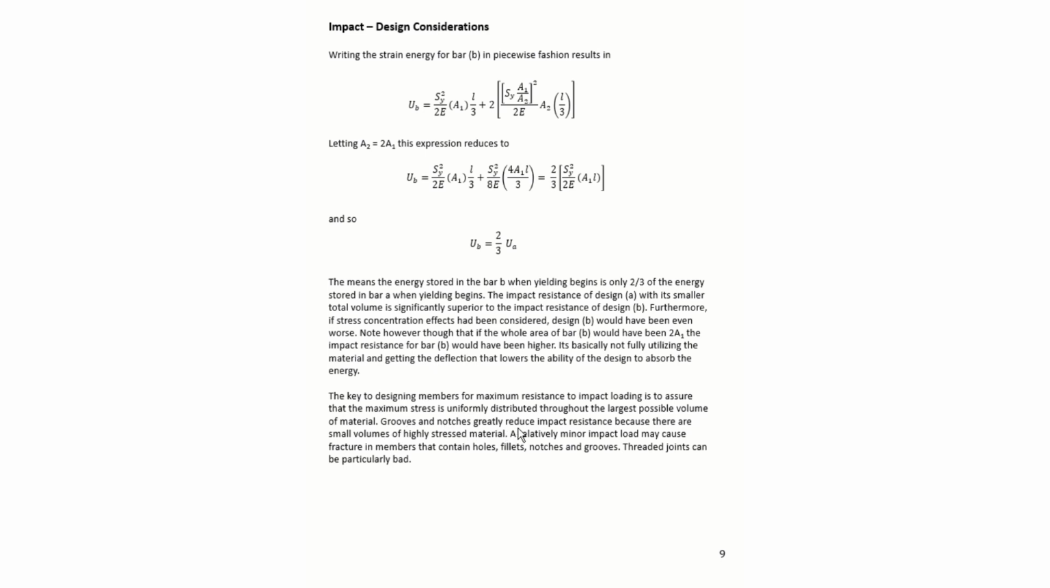Grooves and notches greatly reduce impact resistance because they are small volumes of highly stressed material and have low energy absorption. So a relatively minor impact may cause fracture in a member that contains holes and fillets, because these stress concentrations prevent the system from maximizing its energy absorption ability. Threaded joints, for example, can also be particularly bad in impact loading.